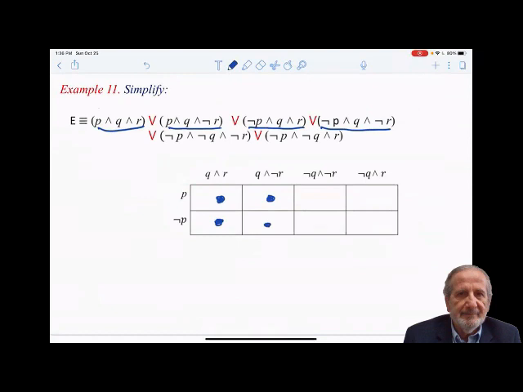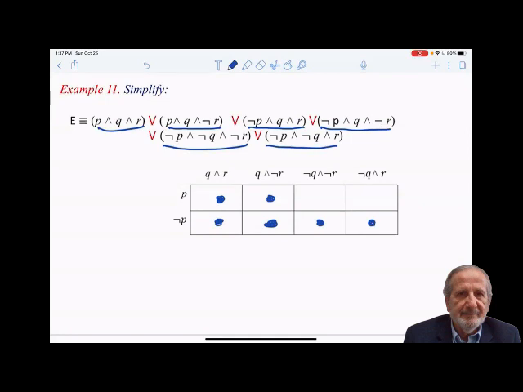It's good practice as you are mapping those terms to mark them once you did. This way you don't forget one of them, or you don't double one of them. Here, not P, not Q, not R, right there. Here, not P, not Q, R, right here.